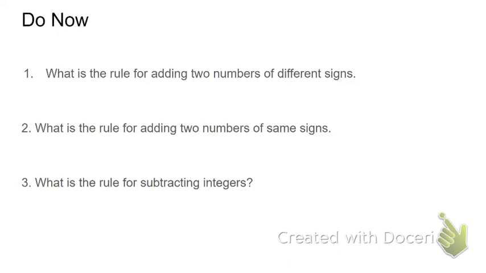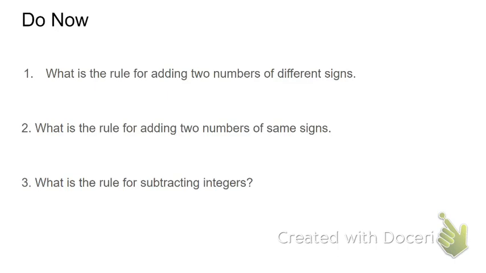Alright, so today we're going to start off with a quick review, 3 questions. I want you to have a lined paper out. You do not have to copy these questions down, but try to answer each of them with 1 or 2 sentences. The first one says, what is the rule for adding 2 numbers of different signs? How would you explain to someone how to do that without using a number line?